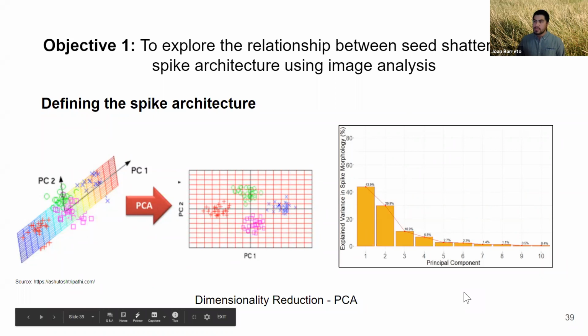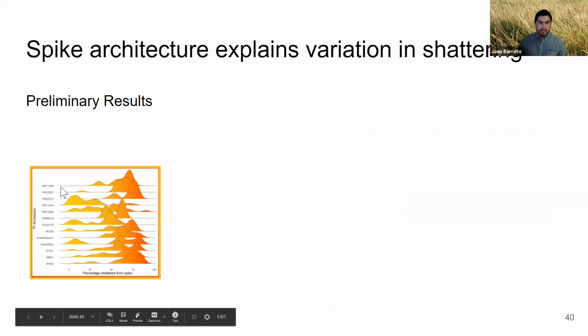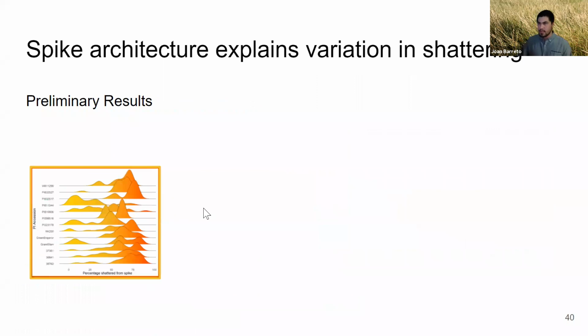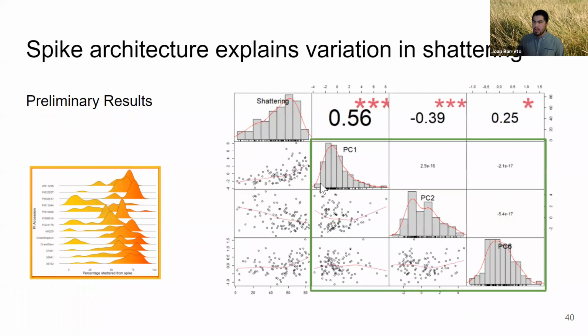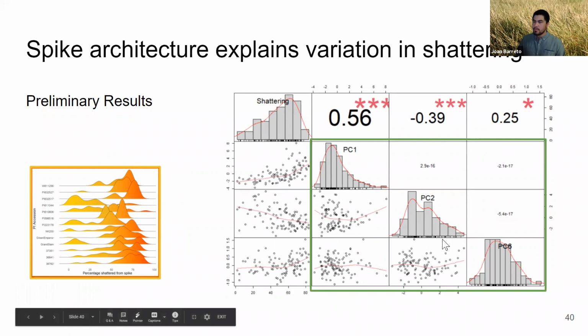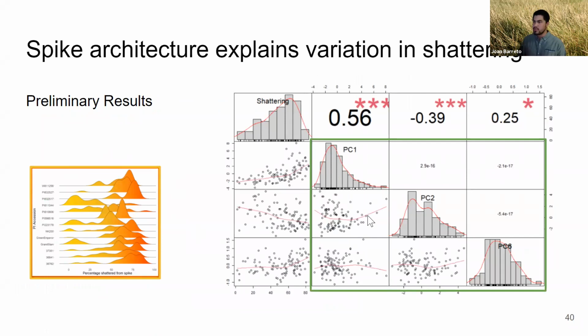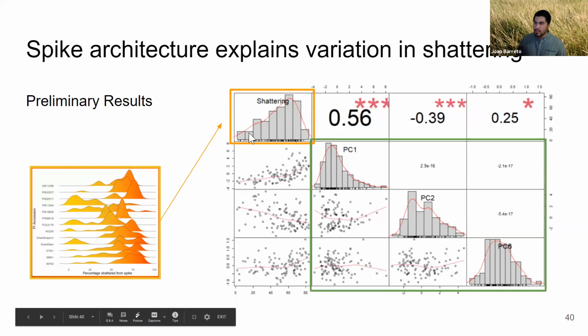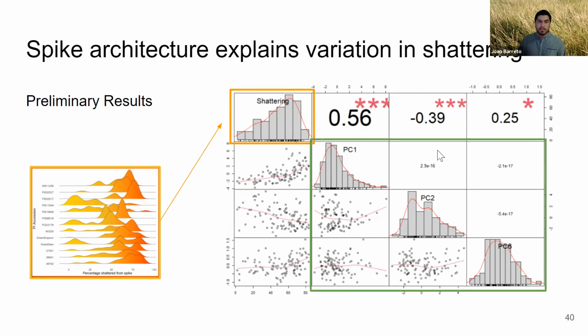We used this in a preliminary study, and we found that the phenotypic variation that we measured, that we induced with a bottle experiment or a test method, was associated with shattering. We used these principal components with a method called principal component regression. So we basically tried to explain or predict variation for this other trait using these principal components. Three of them, PC1, 2, and 6, were highly correlated to shattering, meaning that it is possible that we can use this system as a proxy for seed shattering.